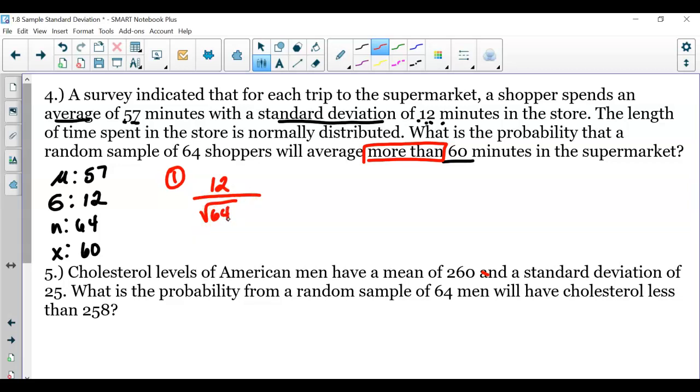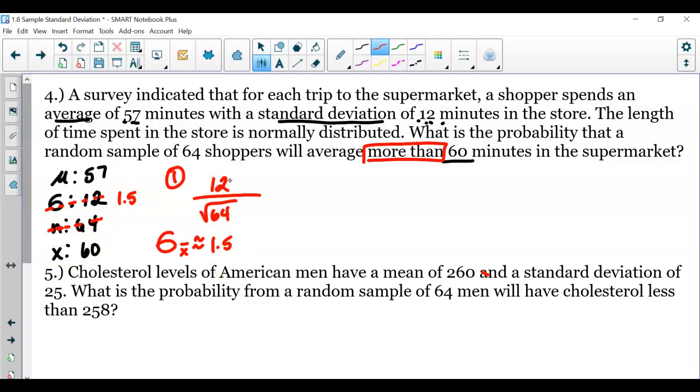64, right? Because that's your n. So now the new standard deviation for the sample is approximately 1.5. So again, remember, now we're using 1.5, not 12. We don't need the sample size anymore. We just need that to convert.